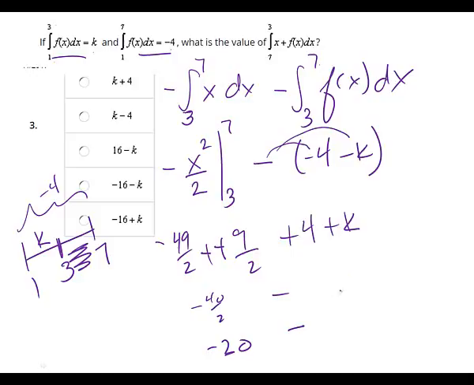So it ends up being positive 4 plus k, so we get negative 16 plus k. Is that one of our choices? It is. I don't think we got that same answer the other night when we did it. I can't remember what we did. All right, are we good with 3? Okay, let's keep going.